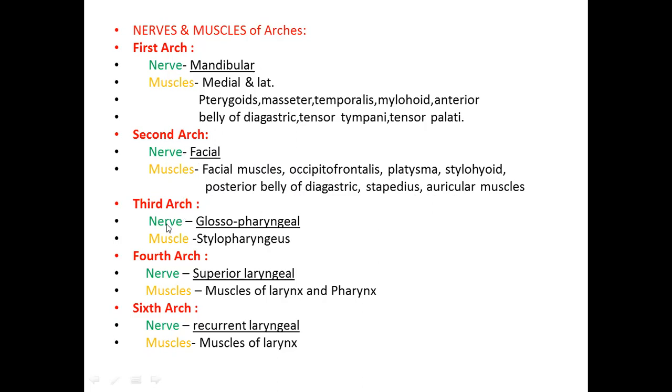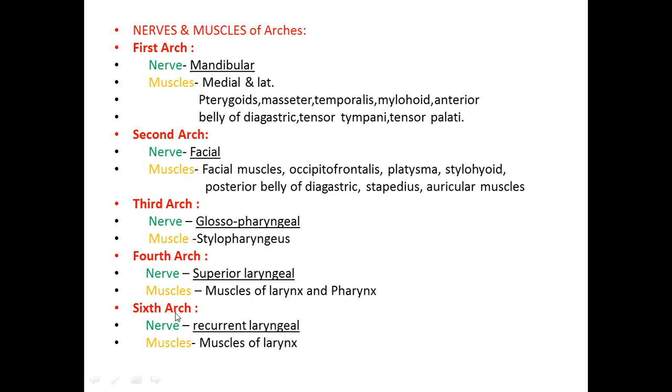Third arch, the nerve of the third arch is glossopharyngeal. The muscle derived is stylopharyngeus. That's why the stylopharyngeus has a nerve supply from a branch of the glossopharyngeal nerve. The nerve of the fourth arch is the superior laryngeal nerve. And the muscles, they are muscles of the larynx and pharynx. So these muscles of larynx and pharynx are supplied by the superior laryngeal, right? Because it is the nerve of the fourth arch.